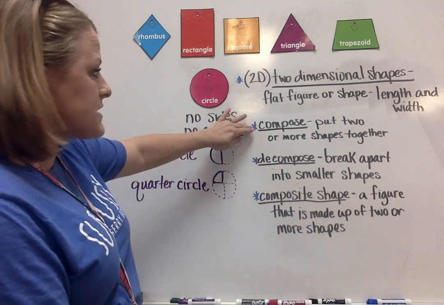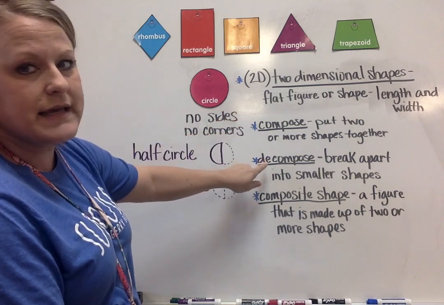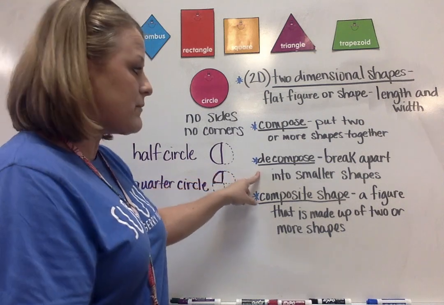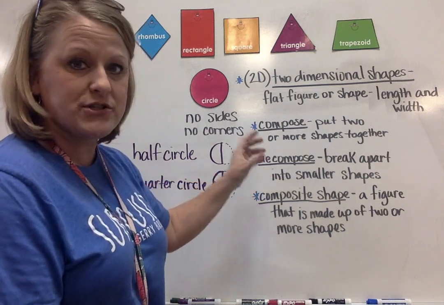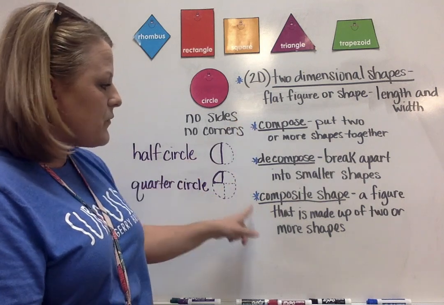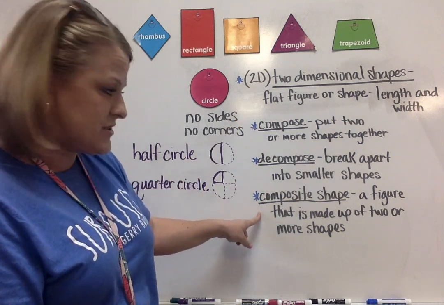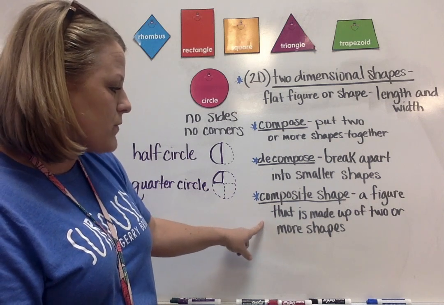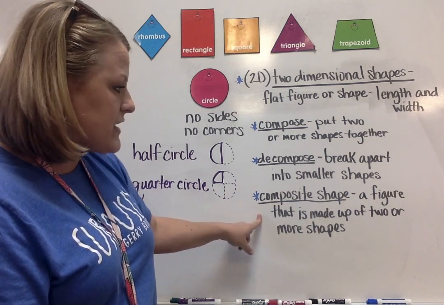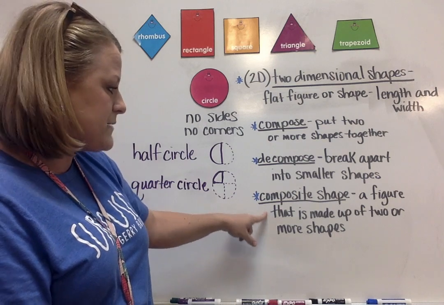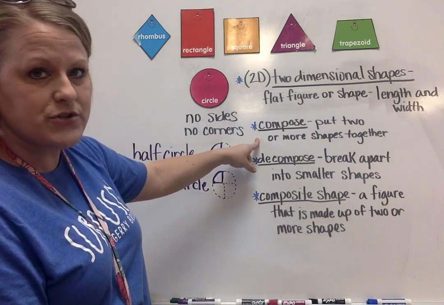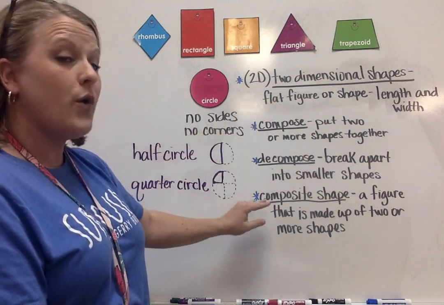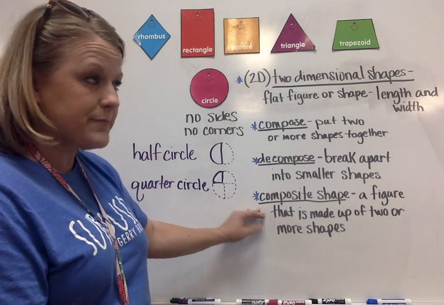Decompose, same thing as compose, but it has DE at the beginning, decompose. That's the opposite of compose. That means we're going to break a shape apart into smaller shapes. And then we come to a composite shape, and that's a figure that is made up of two or more shapes. Sounds very similar to compose. So once we compose, we take two or more shapes and put them together, we come up with a composite shape.